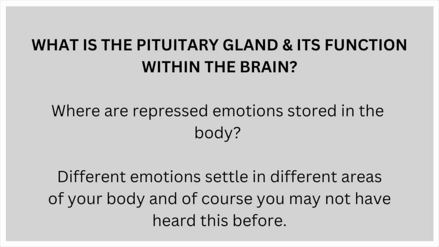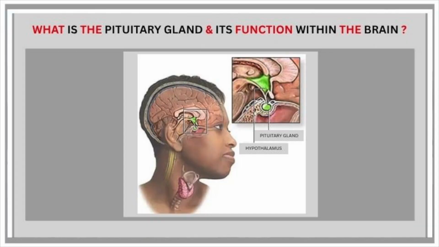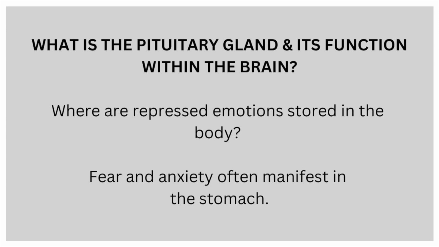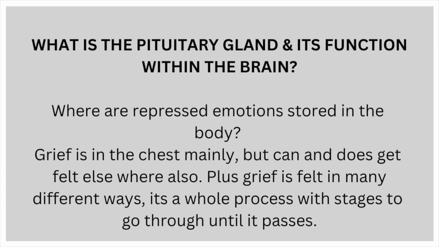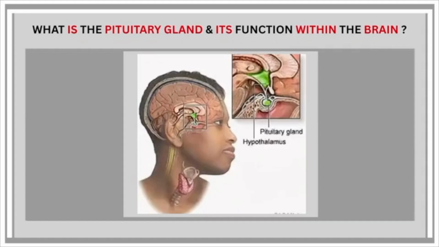Where are repressed emotions stored in the body? Different emotions settle in different areas of your body, and of course, you may not have heard this before. Fear and anxiety often manifest in the stomach. Anger is kept in the jaw and the fists. Grief is in the chest mainly, but can and does get felt elsewhere also. Plus, grief is felt in many different ways. It's a whole process with stages to go through until it passes.